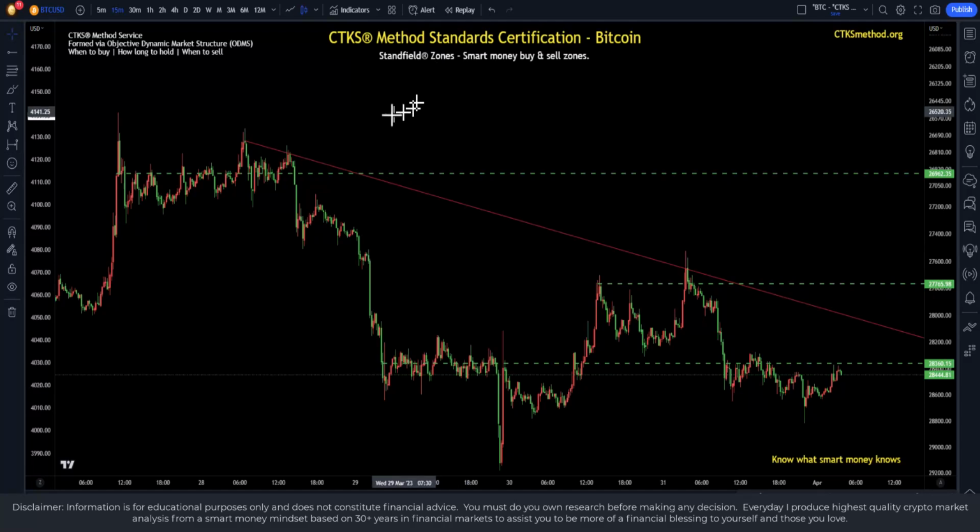What do we see here? We can see a resistance line. This is just bonus because we're not even caring about that. We're trying to understand where the structure is inside the market. You learn how to draw lines like this inside the CTKS Masterclass and also the CTKS method.